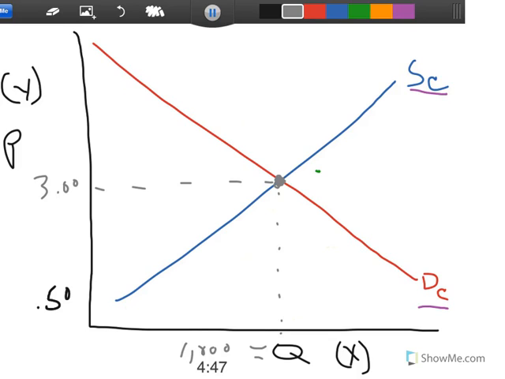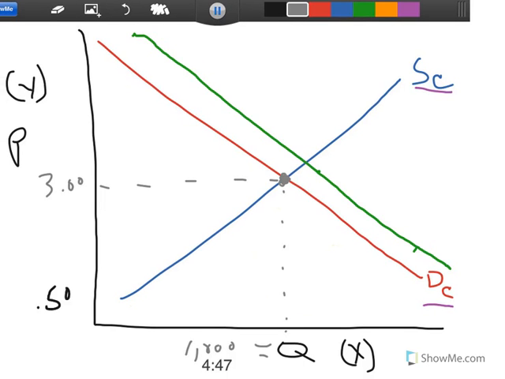At a price of 50 cents, we're at 3,500 barrels, which is right here at this point. If we were to now regraph everything, we would create a new demand curve at each additional price point. And we see that we now have a new market equilibrium price.